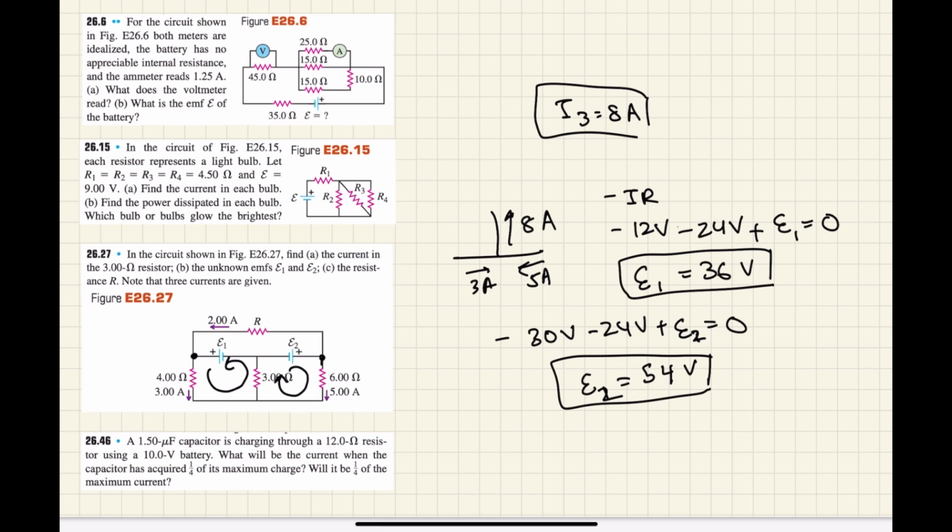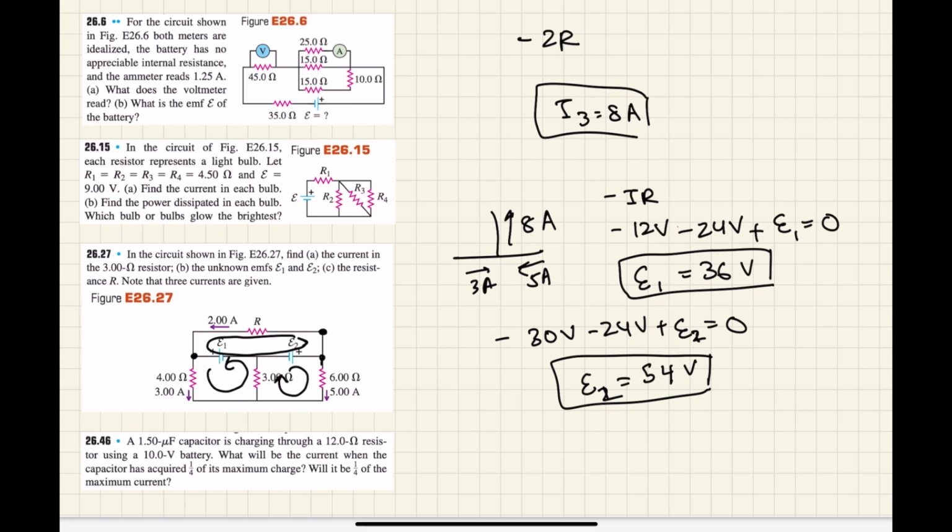And our answer to part C, the resistance R, is up here. We can use another loop. Let's just go this way because that's the way the current is going, and start up here. We're going along with the current through the resistor, so that's negative I times R. I is 2, R is R, so negative 2R. R is the variable here.